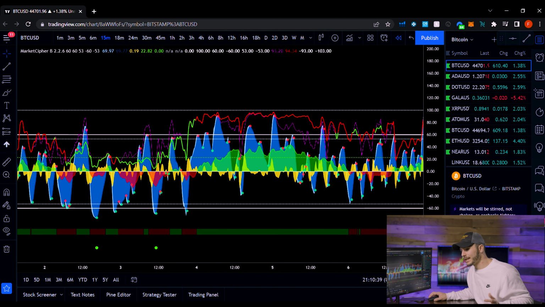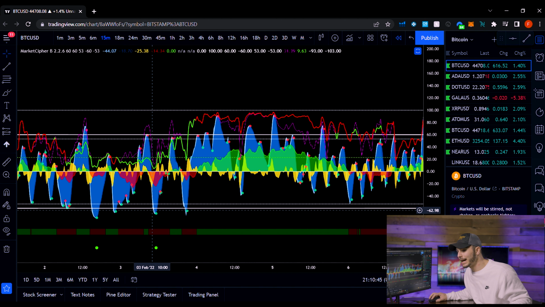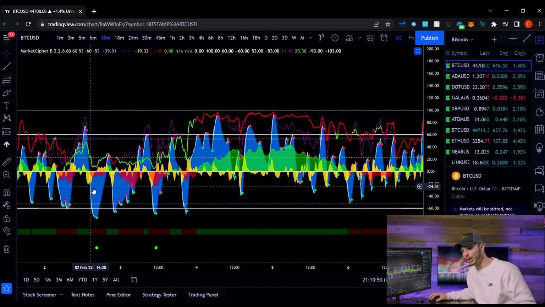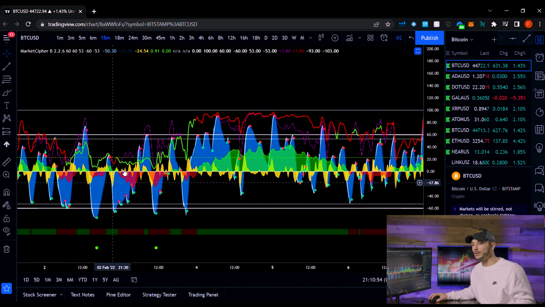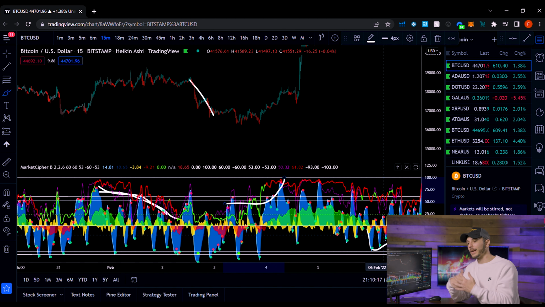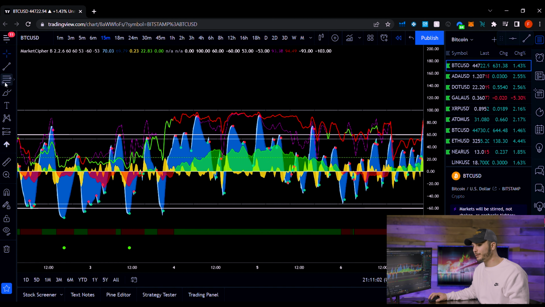You can also see, zooming in a little bit on Market Cipher B here, you have a negative 60 and a positive 60 represented by these white lines. And anytime you see a wave come down below this negative 60 line, you could think of this as oversold. And then if you come over this white line of positive 60, you could kind of think of that as overbought. So I definitely recommend going on the chart if you have Market Cipher and look for this nice curvature on these momentum waves. But you're just looking for general flow, right?